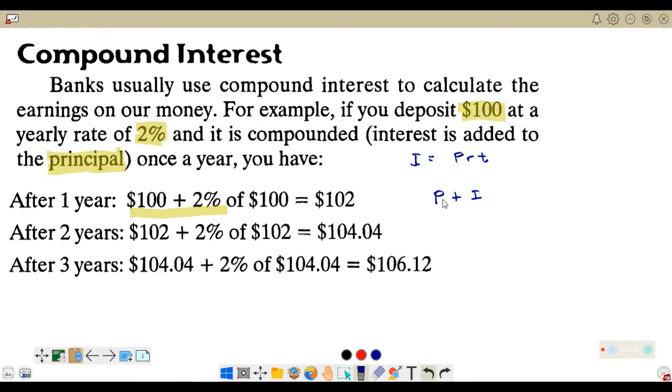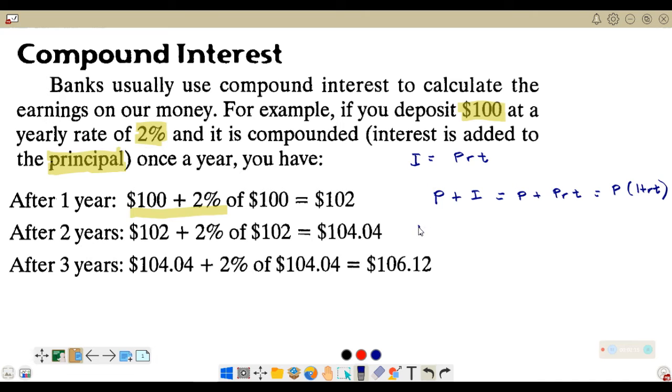So if we are looking for P plus I, the total amount at the end of 1 year, we are actually looking at your principal plus PRT, which is also equal to P, factor out P, times 1 plus RT. Okay? Now, what will happen on year 2? Of course, you will have a new principal, right?